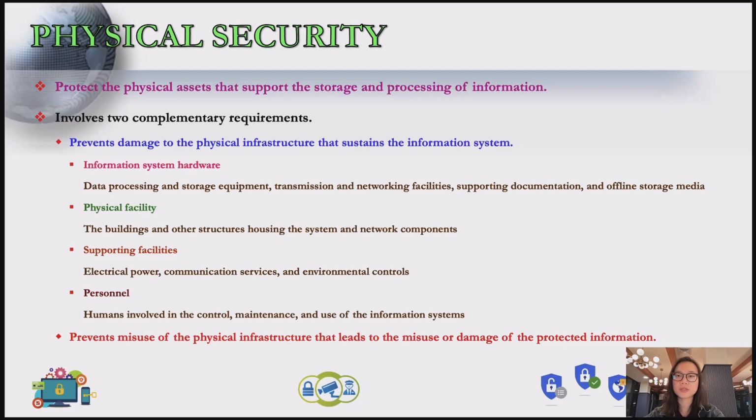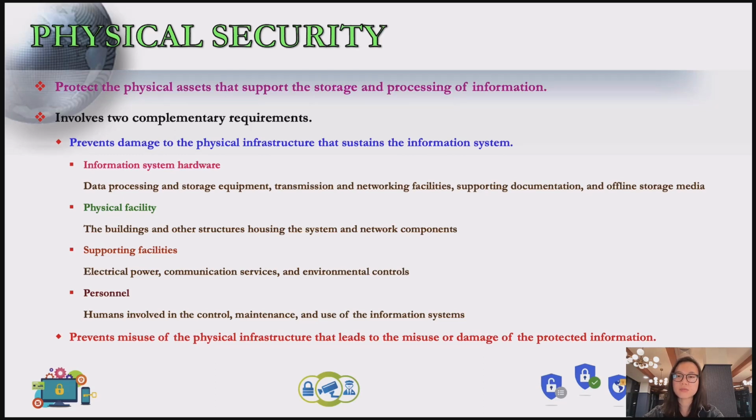The third component is supporting facilities. These facilities support the operation of the information system and include electric power, communication services, and environmental controls. The final component is personnel. It refers to the humans who are involved in the control, maintenance, and the use of information systems.